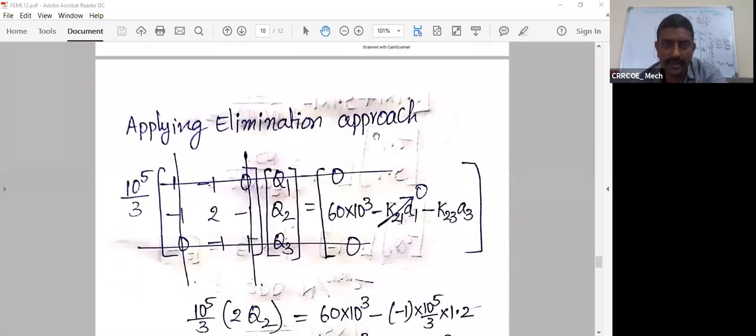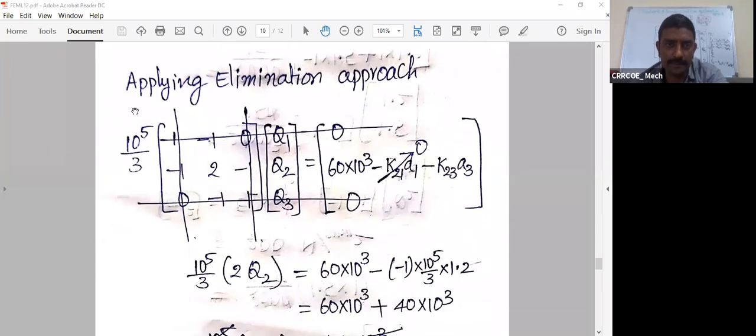So now apply the elimination approach. In the global stiffness matrix, 10 power 5 by 3, the rows and columns corresponding to node 1 and node 3 are removed: first row, first column, third row, third column. After removing these rows and columns, only one element remains in the stiffness matrix, that is K22.